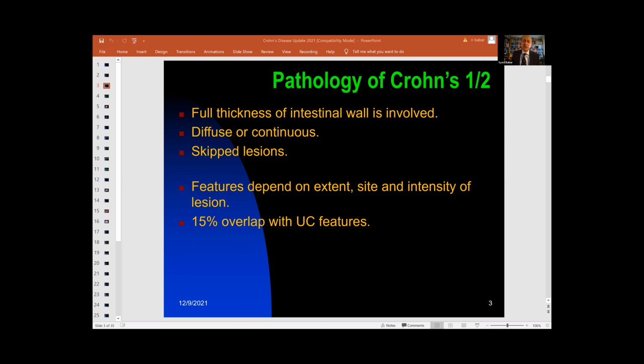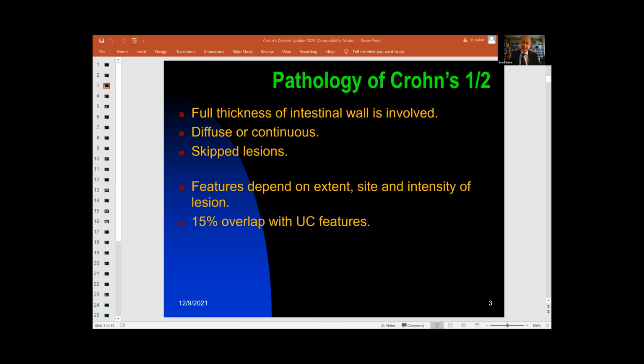So what is the pathology of Crohn's disease? As I've mentioned earlier, it involves the full thickness of the intestinal wall. It could be diffuse, patchy, or continuous, but it is in its character that it would involve a segment of the bowel, large or small, and then it would end, followed by a healthy bowel on either side, and there may be a similar lesion elsewhere, proximally or distally.